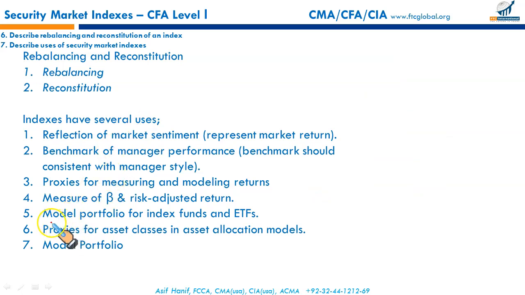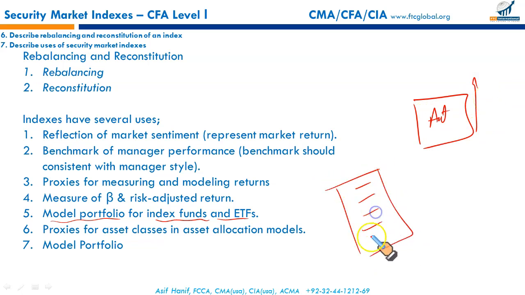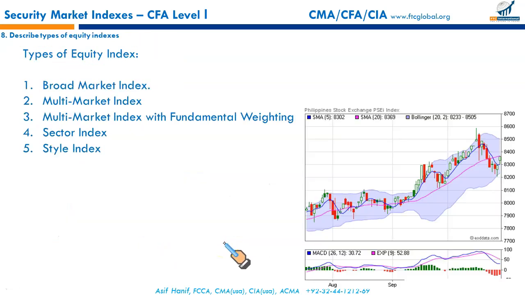An index may also be used to model portfolios for index funds. Let's take the example of the auto industry. There is an index specifically tracking the auto industry, so I can construct a portfolio that tracks this index, modeled in the same composition as the stocks in the auto sector. At the same time, it can be used to model portfolio proxies for asset classes in an asset allocation model. We'll discuss that in our subsequent readings. So these are the multiple uses of indices.